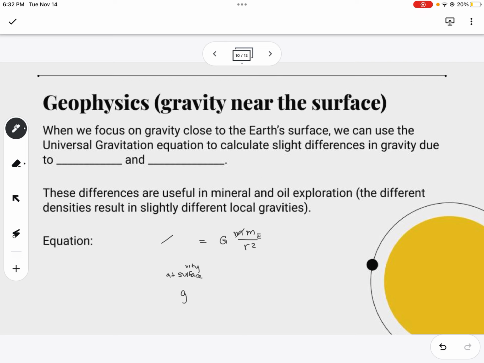Okay, let's try this again. So you have m times g. You're going to cancel out m. You're going to get g equals that gravitational constant times the mass of the Earth over R squared. All right. So this lowercase g is going to represent gravity at the surface, and it's going to vary based on this R value, based on how far away from the center of the Earth you are.